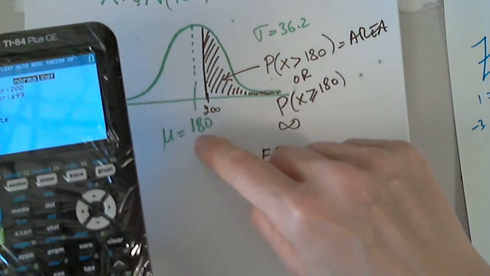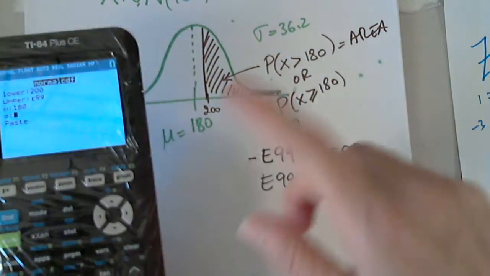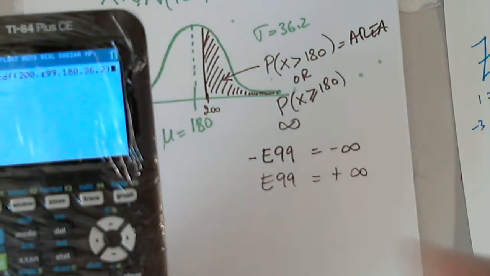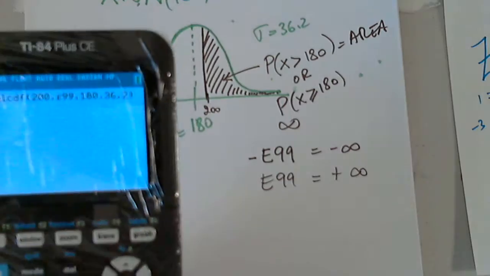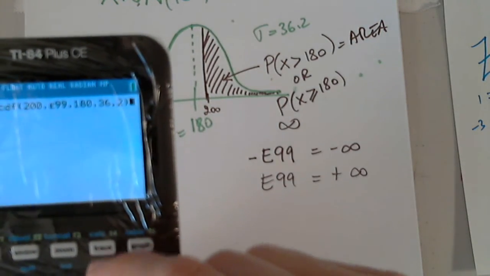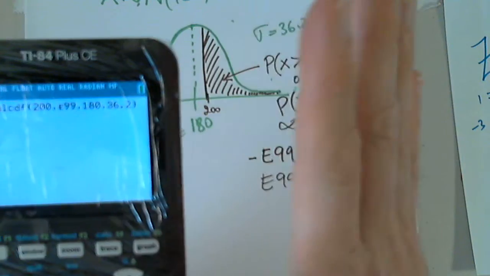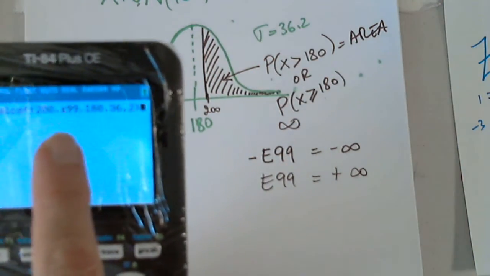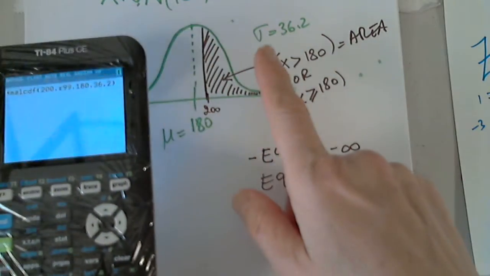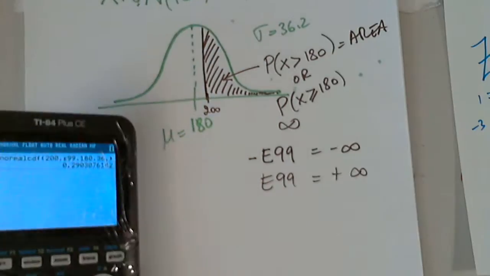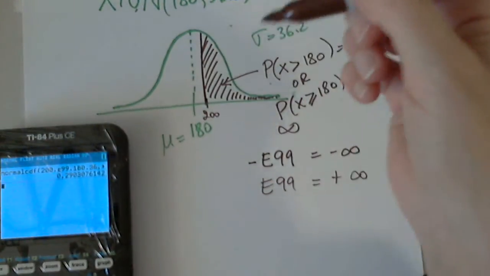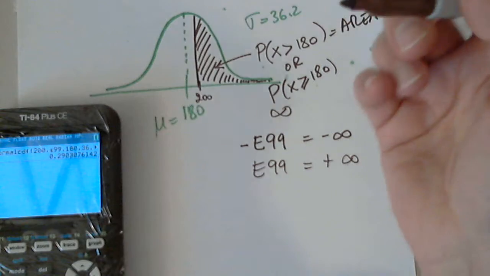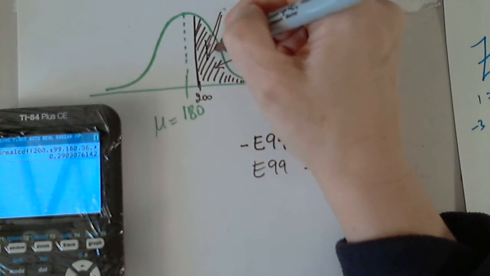Now it's asking us to put the mean, which is 180. It's asking us to put the standard deviation, which is 36.2. And now I calculate. So even if you don't have this kind of calculator, you have an older model, that's fine. You still have the same thing. You have to write 200, comma, E99, comma, 180, comma, 36.2, and I press enter. So this graph is not really represented. I have a bigger area, so I should re-graph it, but it doesn't matter for this moment.